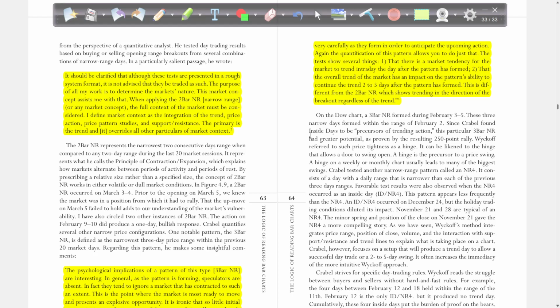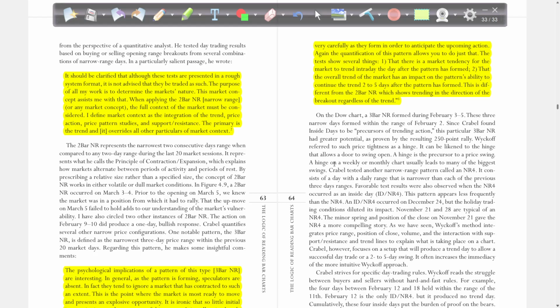Since Crabtree found inside days to be precursors of trending action, this particular three bar narrow range had greater potential, as proven by the resulting 250-point rally. Wyckoff referred to such tightness as a hinge. It can be likened to the hinge that allows a door to swing open. A hinge is the precursor to a price swing.